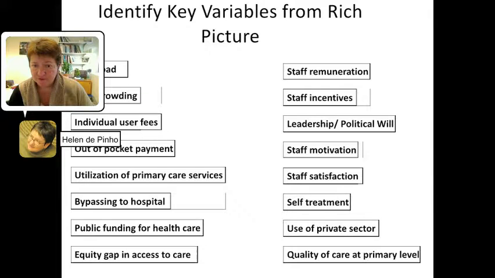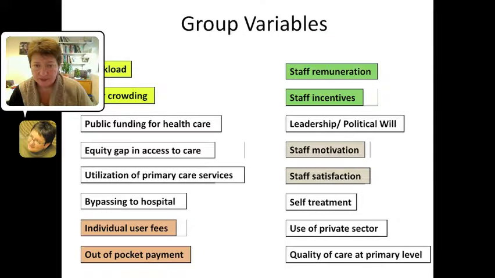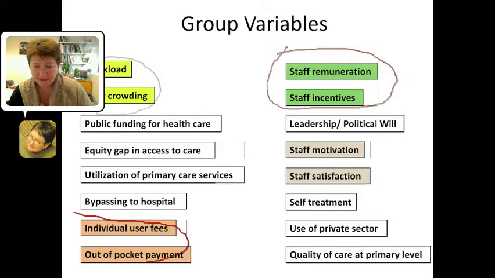Once you've listed out all your variables, take a look at them and see if there are any of these variables that can be grouped together. For example, in this situation, I would argue that perhaps workload and overcrowding could be grouped together. Staff remuneration and staff incentives in this context should be grouped together. And in this particular context, individual user fees and out-of-pocket payment are two variables that could be grouped together.